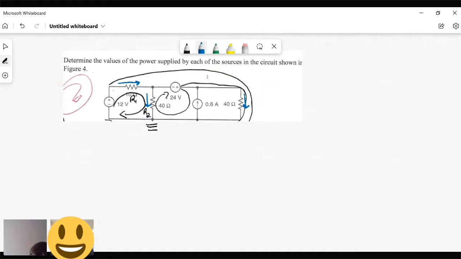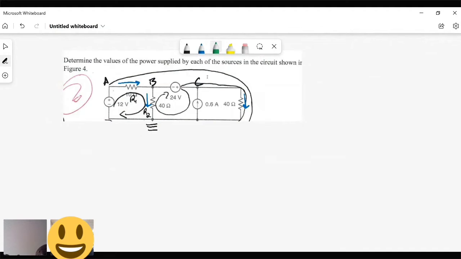And now that we have those labeled, we're gonna give names to our nodes. So we're gonna name this node A, node B, node C. And that's all we need. Okay, so it's gonna give us 3 equations. Actually, it's just gonna give us 2 equations. One of them is a supernode. All right. And so from here, we've labeled our circuit.